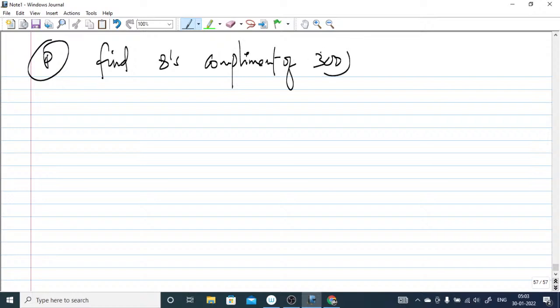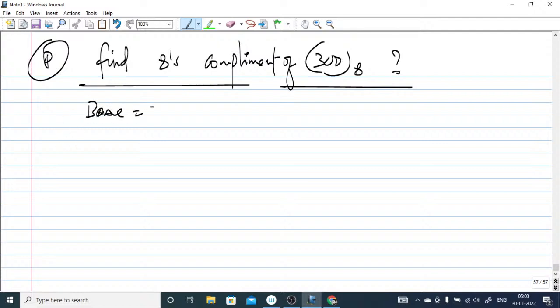Next, find the 8's complement of 300, right? Suppose in the examination any kind of question they might ask, read the problem carefully and attack. Here you have to keep in mind the base is 8, right? So the symbols will be 0, 1, 2 and so on up to 7, right? So you have to find the 8's complement.